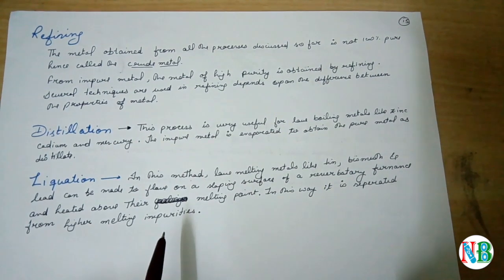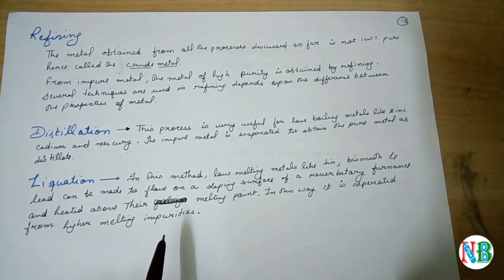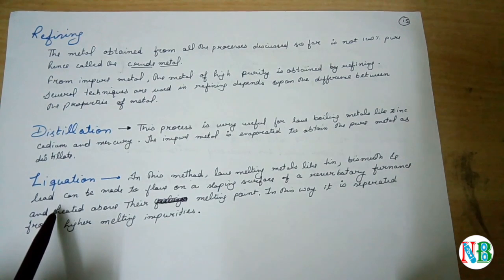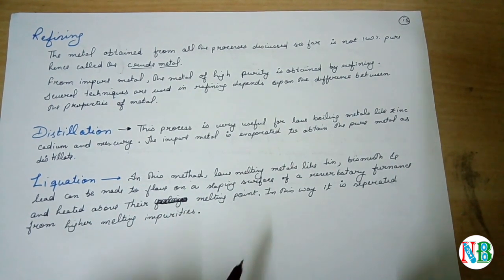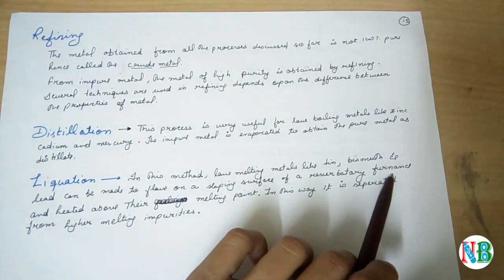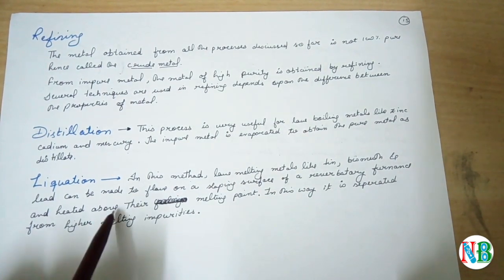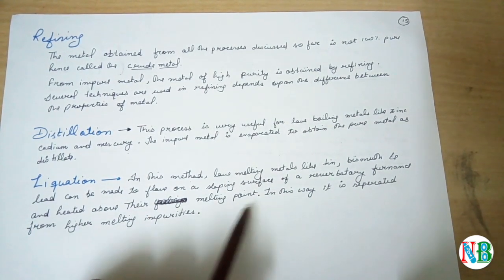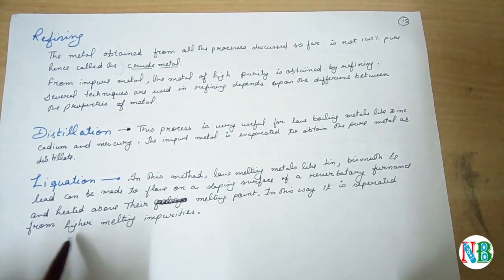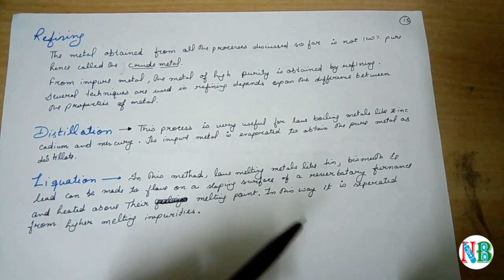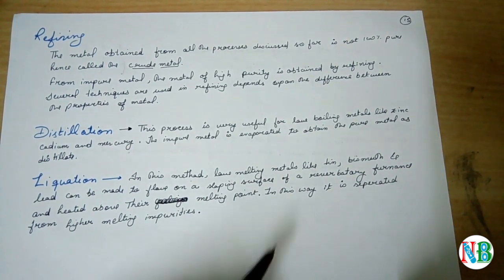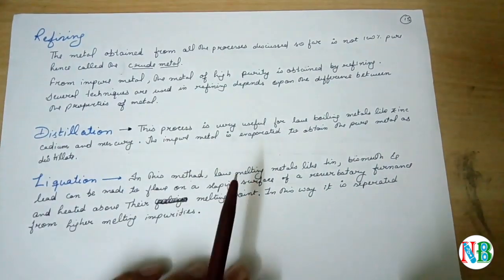In this method, low melting metals like tin, bismuth and lead can be made to flow on a sloping surface of a laboratory furnace and heated above their melting point. In this way, it is separated from higher melting impurities. Now, when there is a melting point difference between impurity and metal, we just melt them and we segregate them.